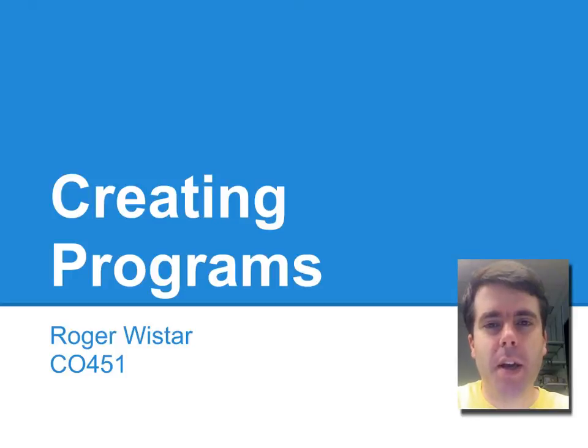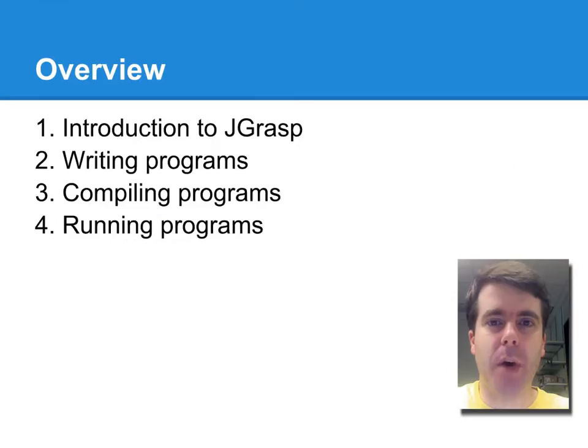Hi there. In this video, we're going to take a look at how to create programs using JGrasp, which is the editor that we use in this class. I'm going to give you a quick overview of JGrasp and how it works, and then we're going to go through the steps that are involved in creating a finished program. We're going to talk about how to write programs in JGrasp, how to compile them, and then how to run them. So let's take a look at JGrasp.